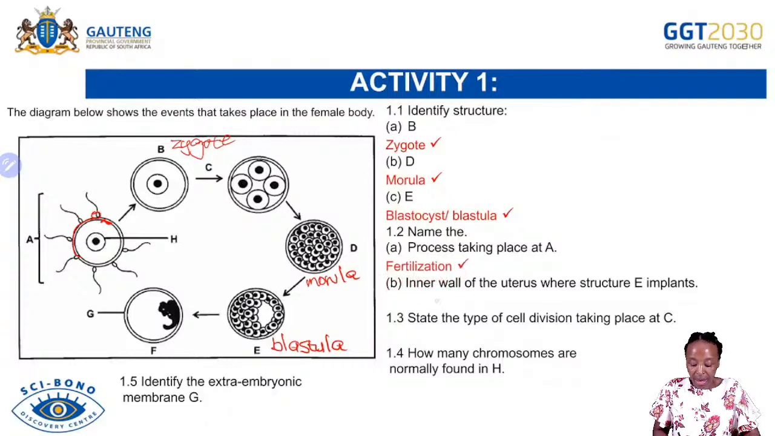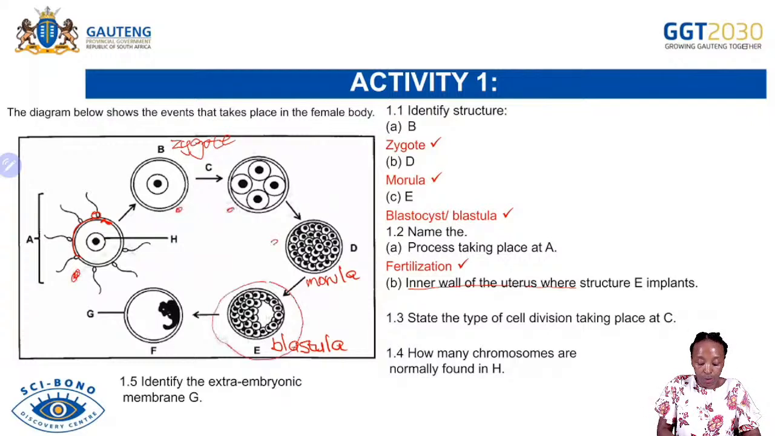Then the next question says the inner wall of the uterus. So we're looking at the inner wall of the uterus where structure E implants. Because remember this whole process, this part where fertilization takes place and this development through mitosis, it takes place in the fallopian tube. So it is moving in the fallopian tubes up until it is at this stage where it is ready for implantation, and where it implants itself, in the walls of the uterus, that layer is called the what? The endometrium. So the inner wall of the uterus where the structure E implants is what we call the endometrium.